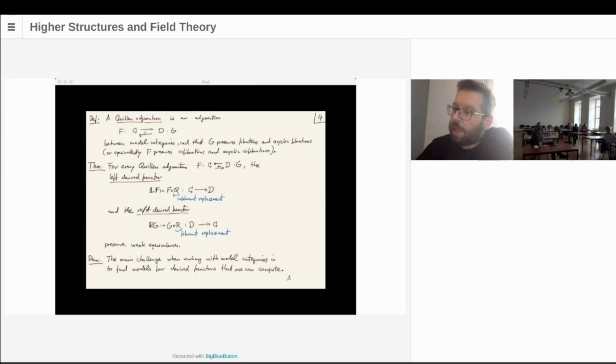So a Quillen adjunction is an adjunction between model categories. F and G are functors, C and D are model categories. F goes from C to D, that's the left adjoint, and G goes from D to C, that's the right adjoint functor. If you have such an adjunction between model categories, it is called a Quillen adjunction if the right adjoint plays well with respect to the model structure in the following sense.